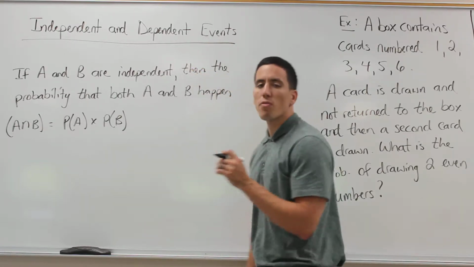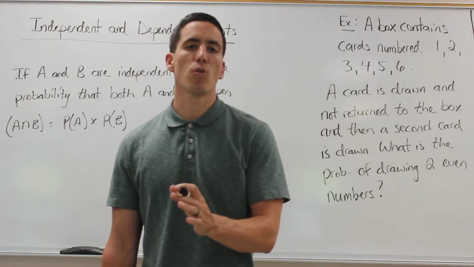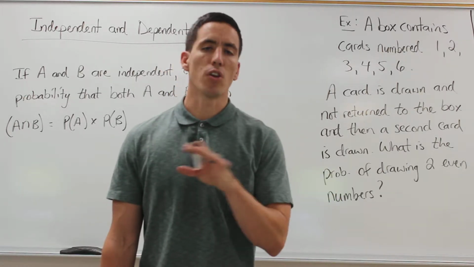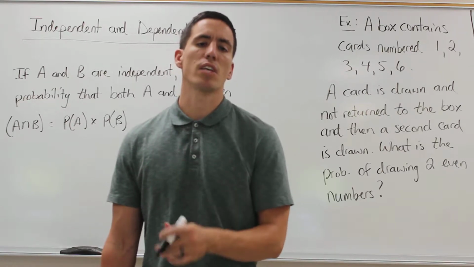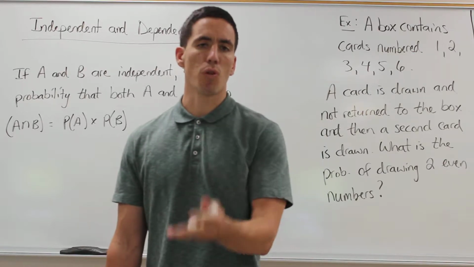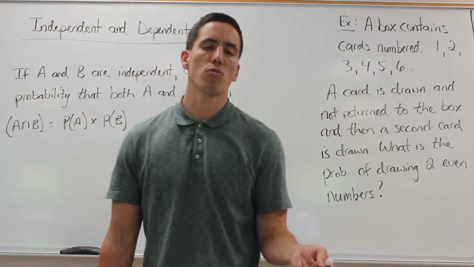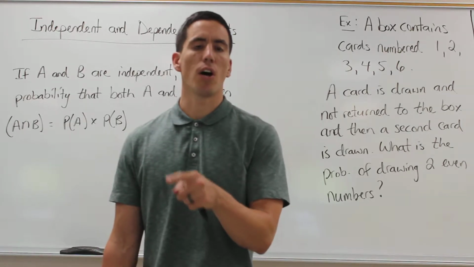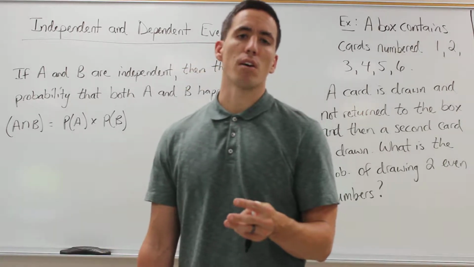If two events are independent, that means that the results of one event have zero effect on the results of a second event. Let's give an example. If you roll a die, and then you pick up that die, and you roll the die a second time, those two events are independent. What you get on the first roll has no effect on what you get on the second roll. So that would be an example of independent events.